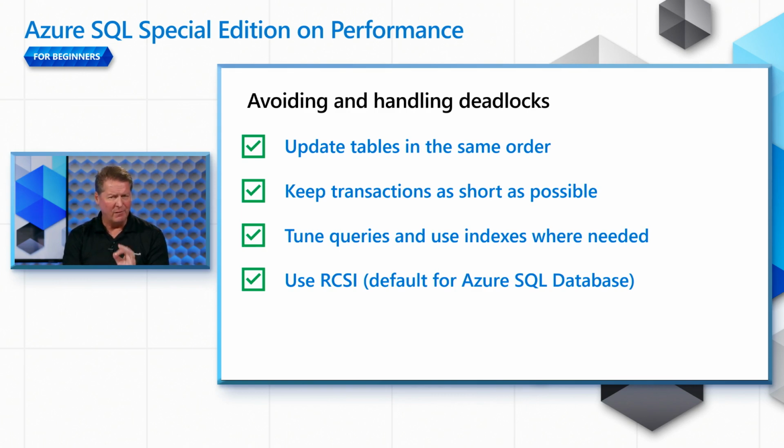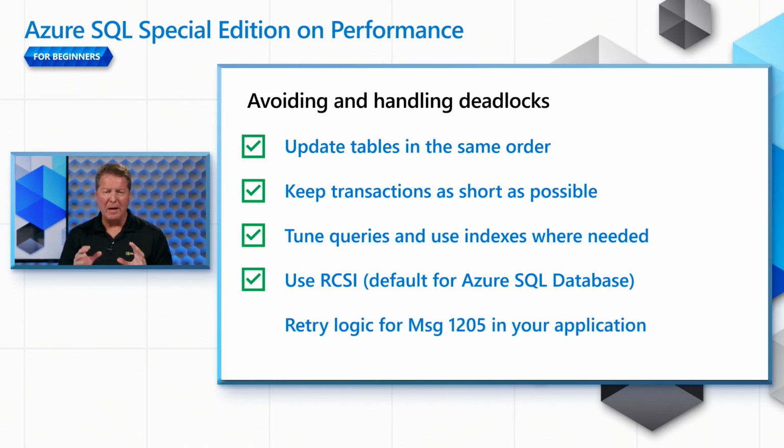And finally, most important, deadlocks may be something that is just inevitable in your application. So what I always recommend developers do is put retry logic in your app for this message 1205, which is the error you get back when your session was chosen as a deadlock victim. A simple retry in your application will avoid a persistent deadlock problem and keep your application workload running healthy and tuned.